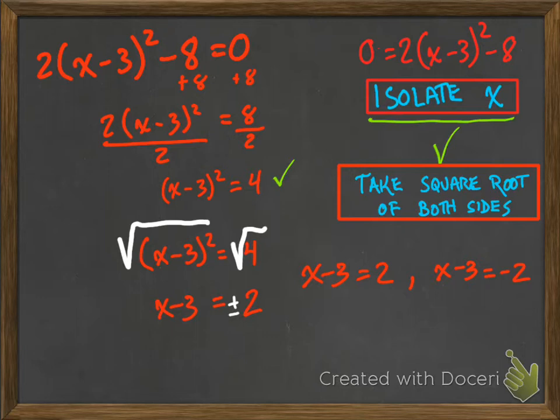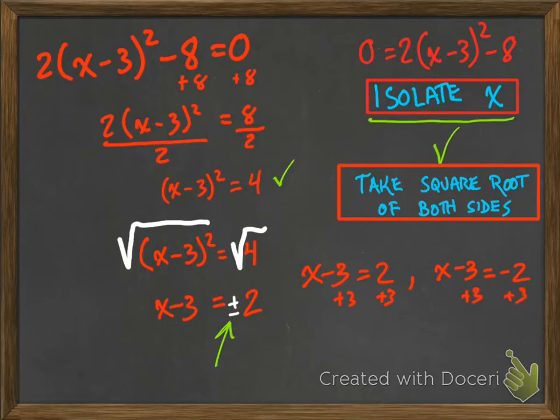Because we need two solutions every time we solve a quadratic equation. You always have to get two solutions, and so this is how we get them. That plus-minus symbol right there is our key to getting the two solutions. Those equations are very simple to solve.